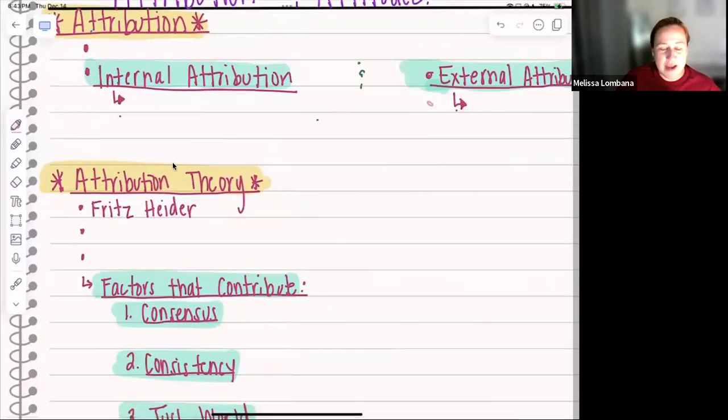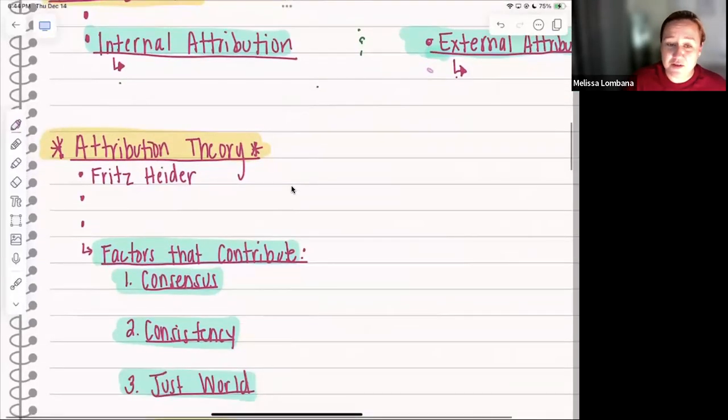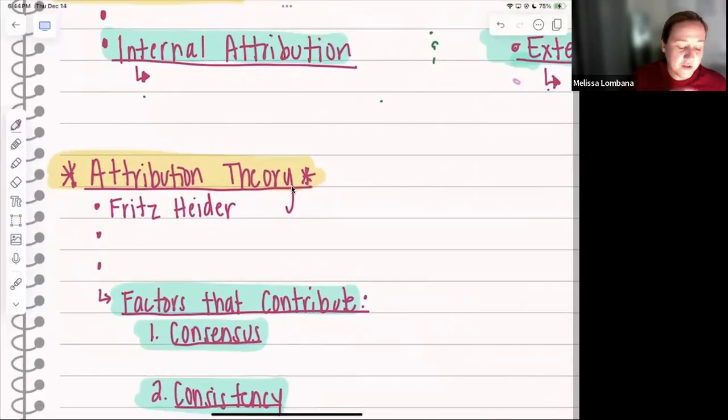Okay, so skip a line and we start another subtopic, which is the attribution theory. And attribution theory was basically this guy, Fritz Heider, however you want to say it. It's a theory that explains someone's behavior by either blaming it on the situation or the person's personality. So it's kind of like internal and external combined. We're trying to explain a person's behavior based on either the situation or the person's own personality or disposition.